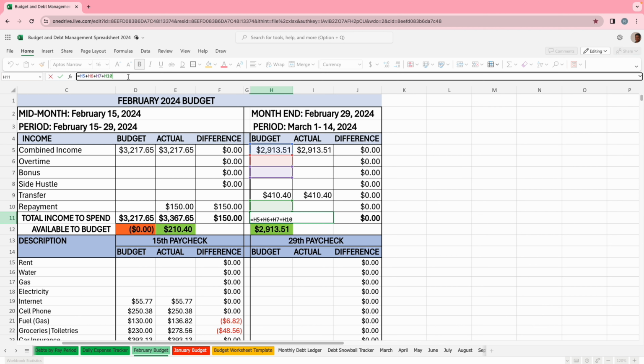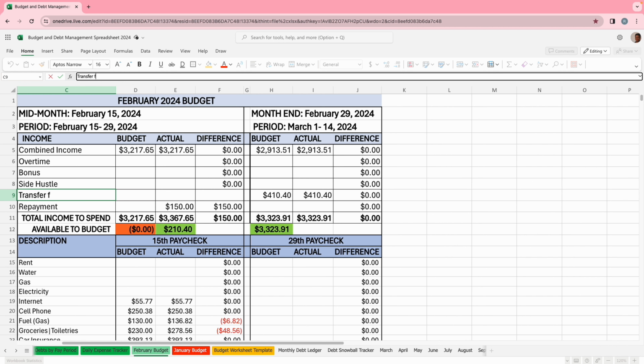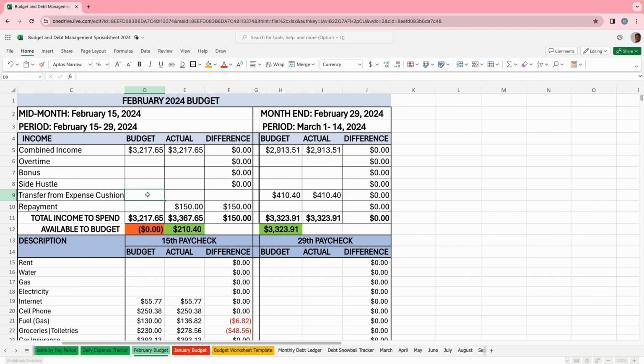Okay, so let me just update this and add this as well. So this $410.40 that I have in my expense cushion, transfer from expense cushion. If you have been following my videos, I did mention in a couple of videos that I'm creating an expense cushion for situations just like this that I'm going through today, where I do not have enough money to budget for a specific period.